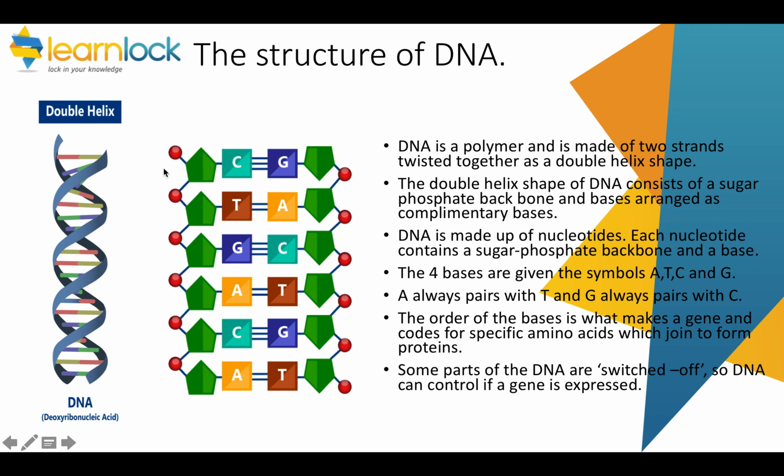DNA is made of nucleotides, so each nucleotide, shown here, is a sugar phosphate backbone and one base. The order of these bases is what makes a gene, and a gene then codes for specific amino acids, which then join together to form proteins. Sometimes some parts of the DNA are switched off, so DNA controls what part of the gene is expressed or not.